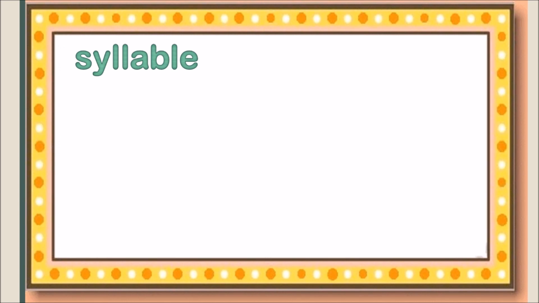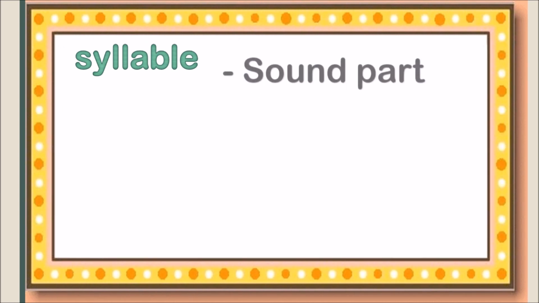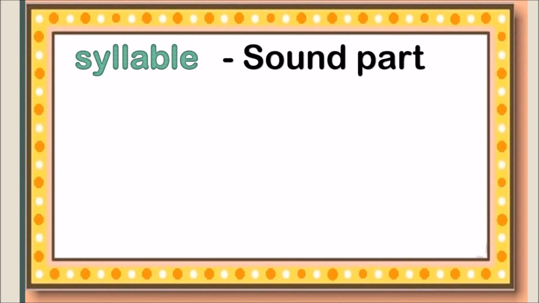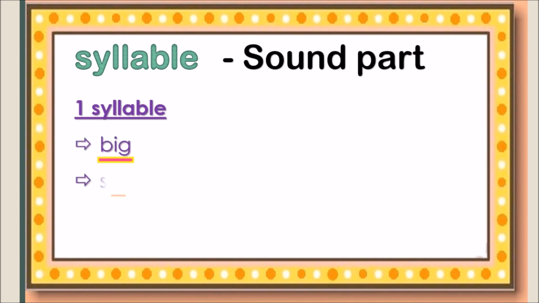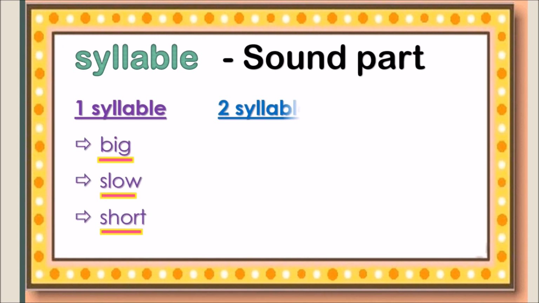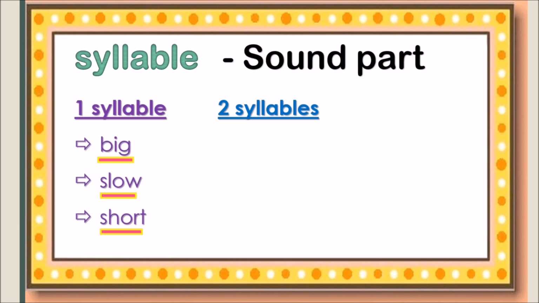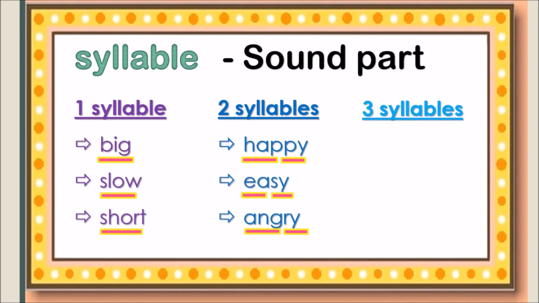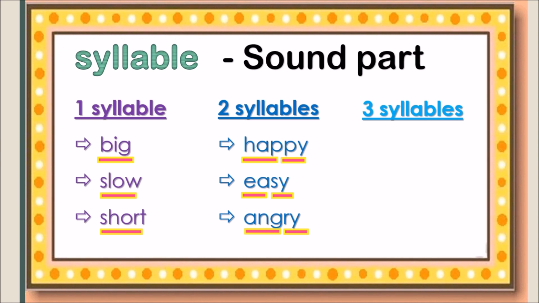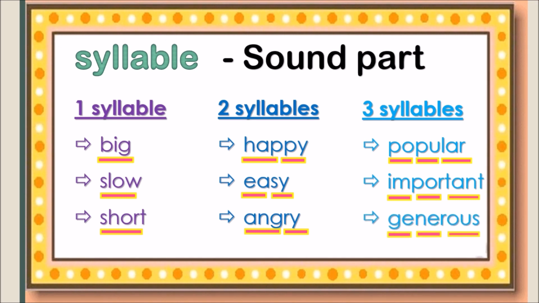For your information, syllable refers to the sound part of a word. One syllable word means that the word produces one sound, like big, slow, short. Two syllable word means that it produces two sounds. For example, happy, easy, angry. Meanwhile, three-syllable words produce three sounds. Popular, important, generous.